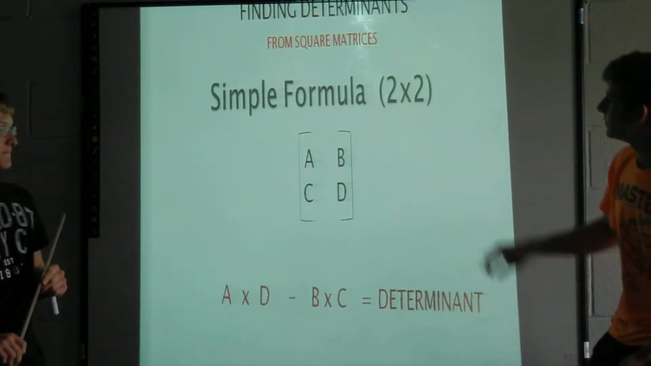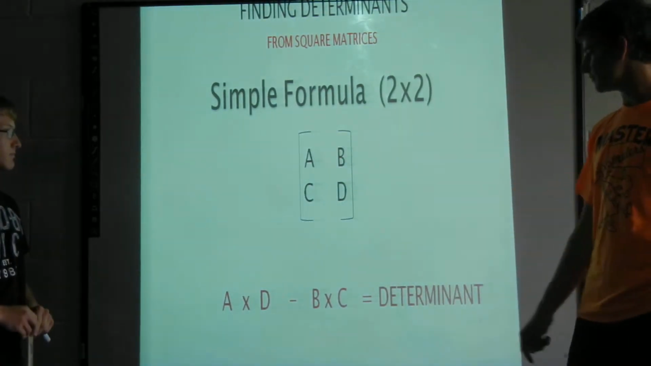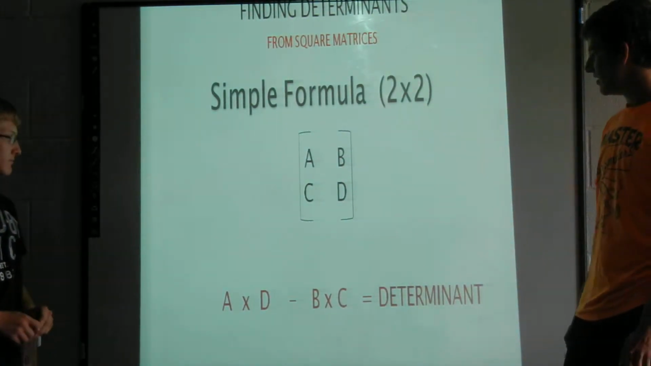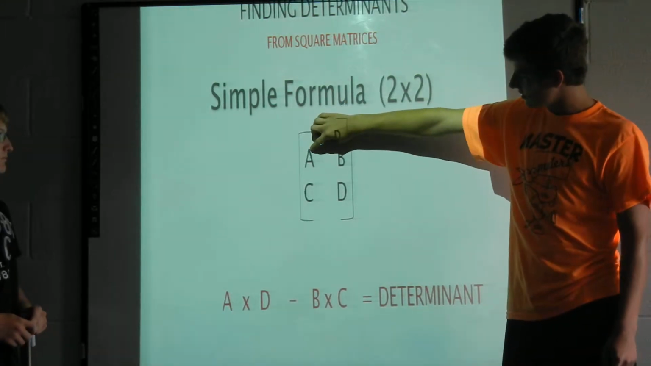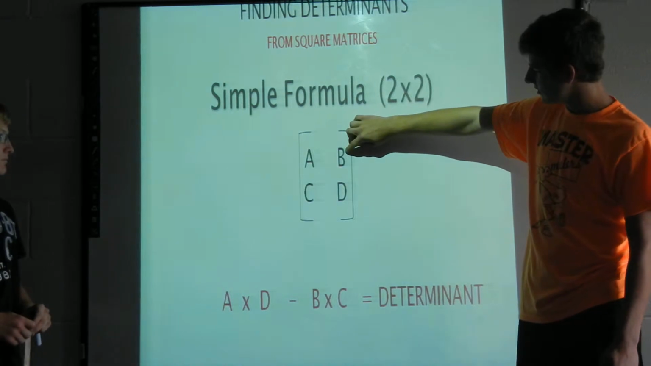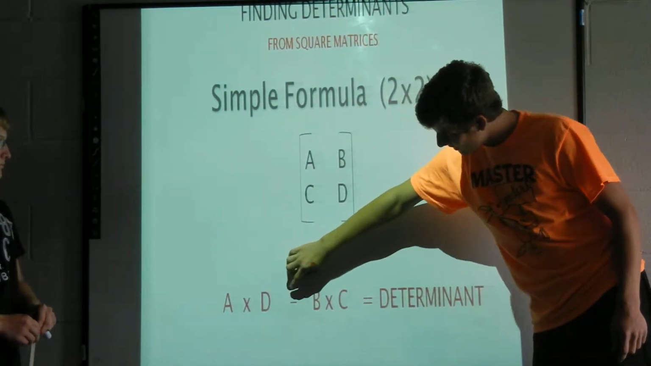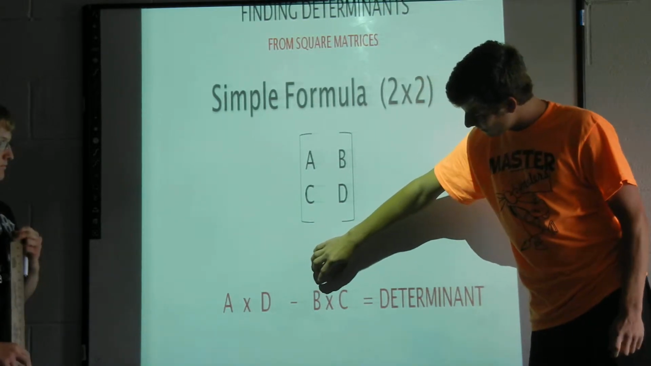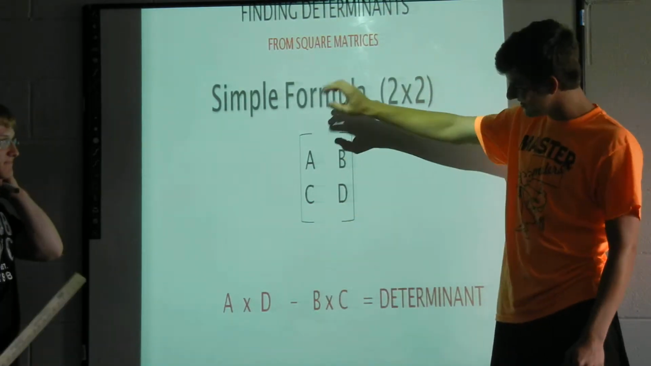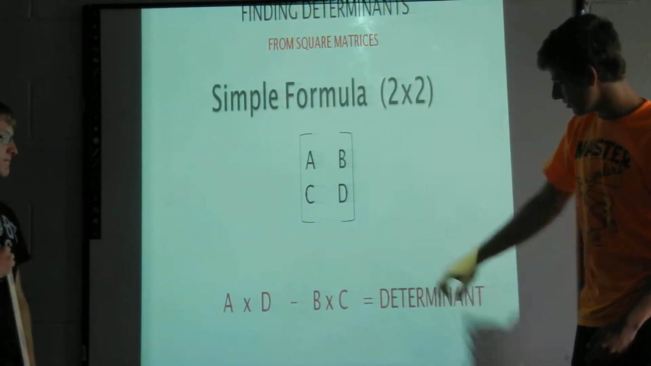As you can see here, this is a simple 2x2 matrix. And you have A, B, C, D as your numbers or letters, if you want to call it. What you're going to do is take the first letter, multiply by the last letter, and then take your second letter by the third letter. You're going to take A times D, and then subtract B times C. And that's your determinant.